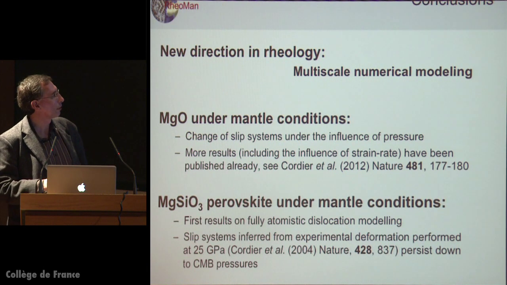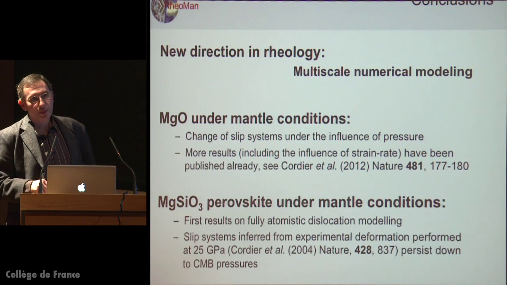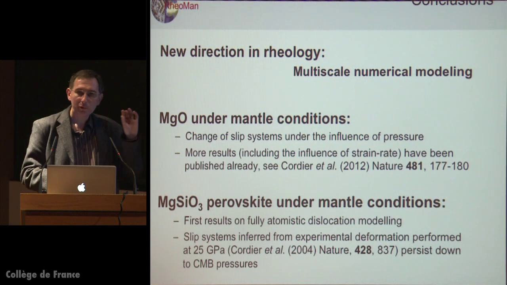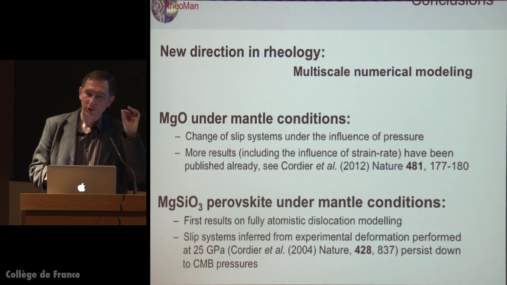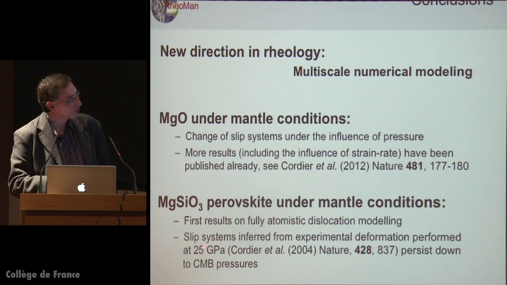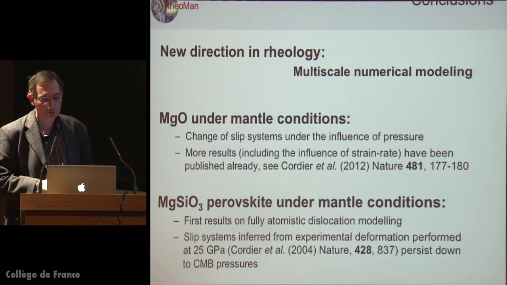We're just starting on MgSiO3 perovskite, and you can see once again some results this afternoon. It seems from this first result, and you will see that on the poster, that the slip system that we inferred from some experiments at conditions just at the top of the lower mantle may prevail down to the core-mantle boundary, but this is to be confirmed.